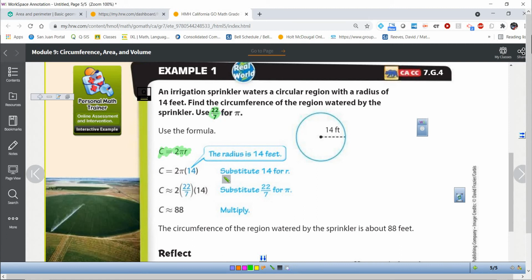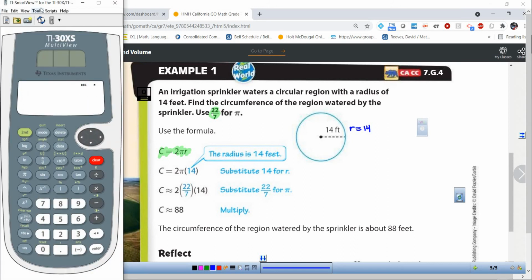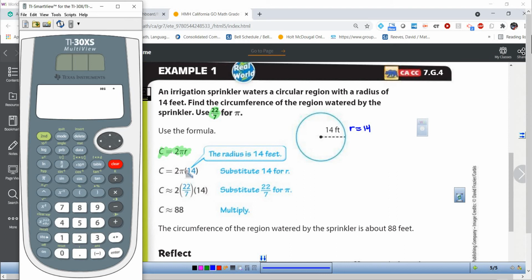Now notice they said to use 22 over 7 for pi. So r is equal to 14. I'm going to pull up my calculator and clear this off. So let's do it all 3 ways. The way they did it is 2 times 22 over 7, and I'm putting it in parentheses, and then times 14. 2 times pi times r, but they use 22 over 7, and we get about 88.